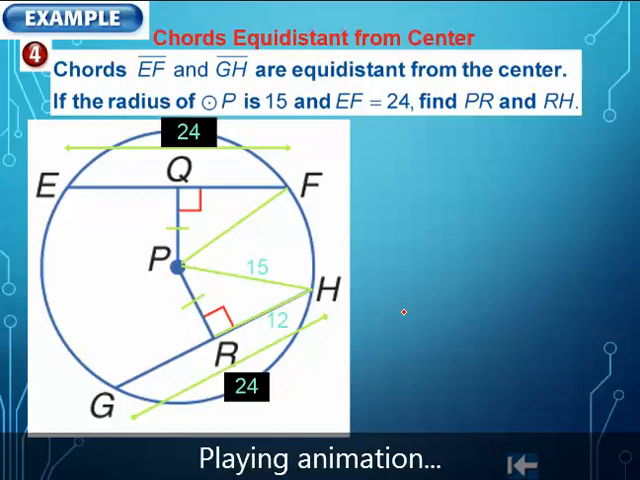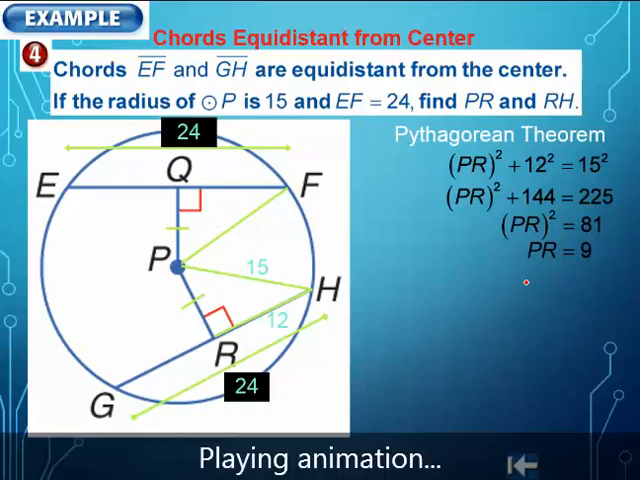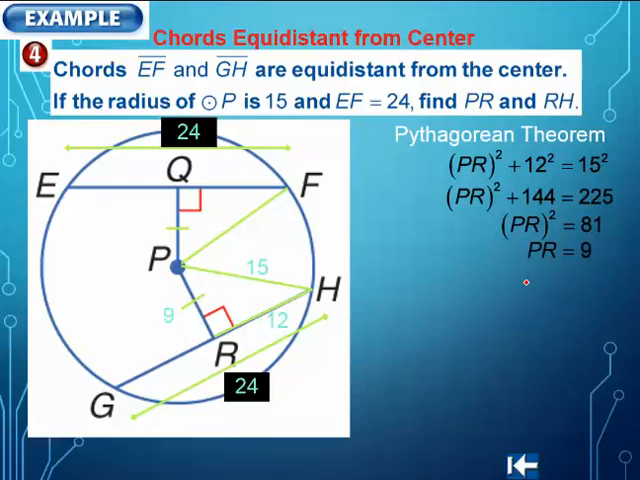You could go through Pythagorean triple working it all out. A squared plus B squared equals C squared. That's what I've done over here. But if you recognize those triples, it saves you so much work. Either way, we get 9. So we plug that in. So that answers the PR question and the HR question.